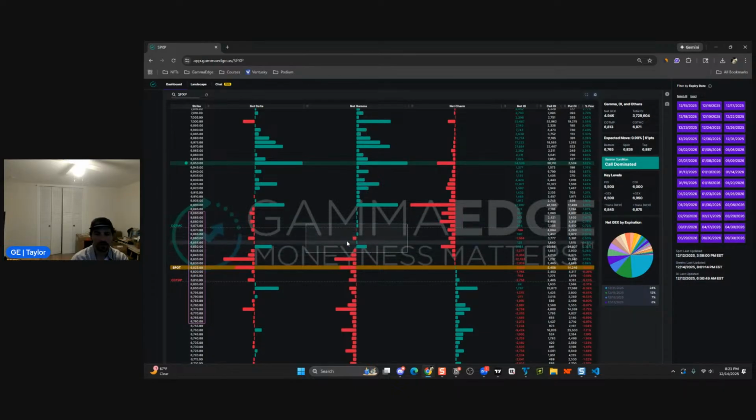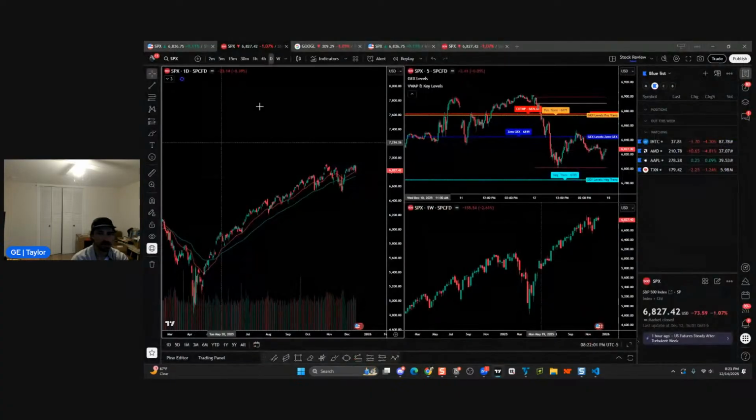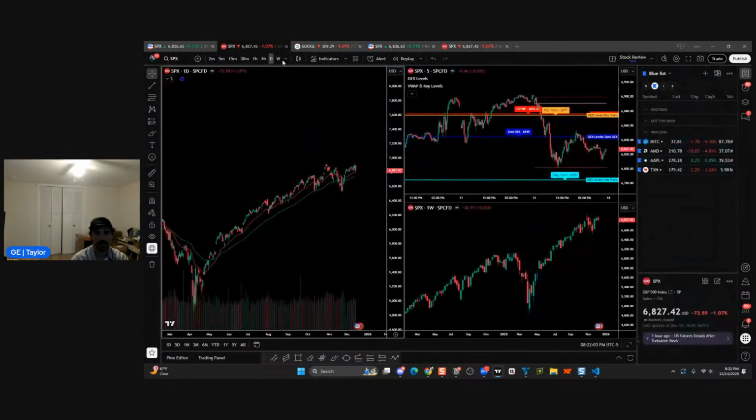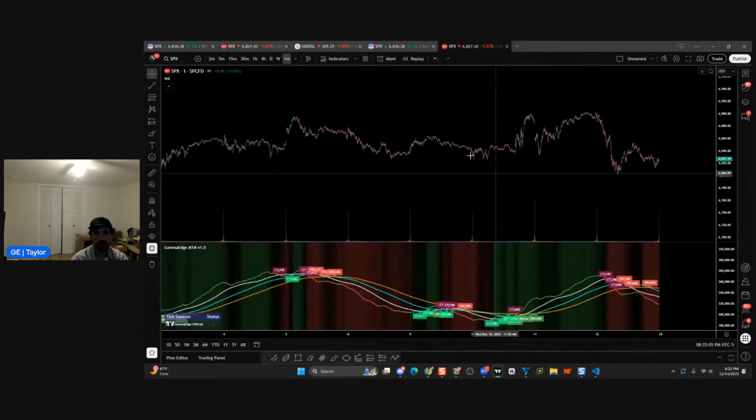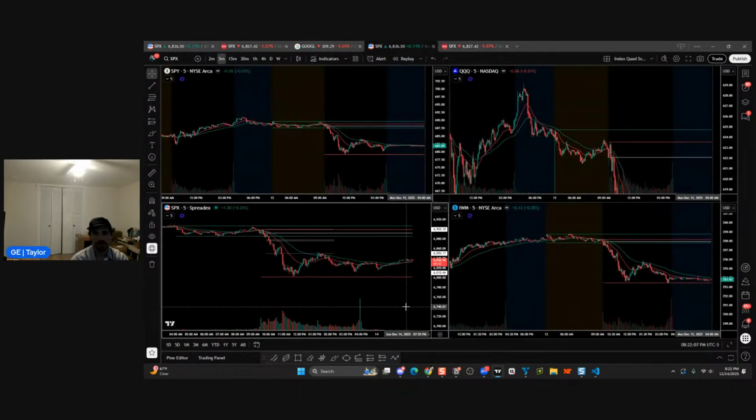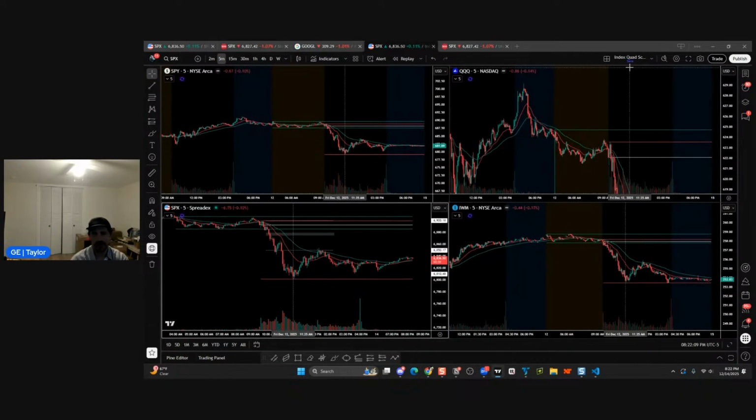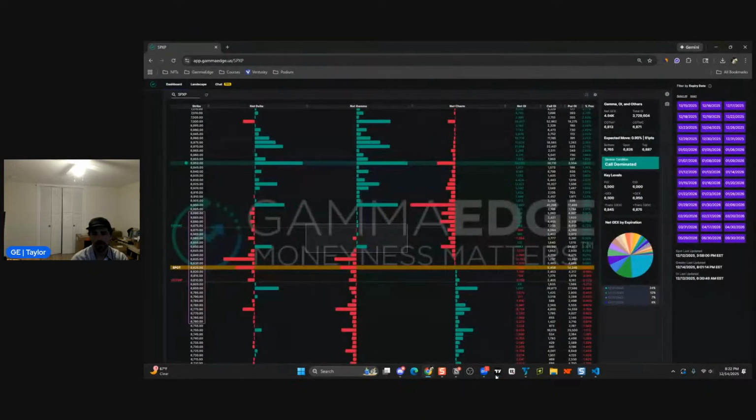Transition zone, you see that clearly right here. The transition zone is 68.75. 68.45. I don't know where we're trading right now overnight. Overnight, we are 68.36. Cool. So we're still below the transition zone.